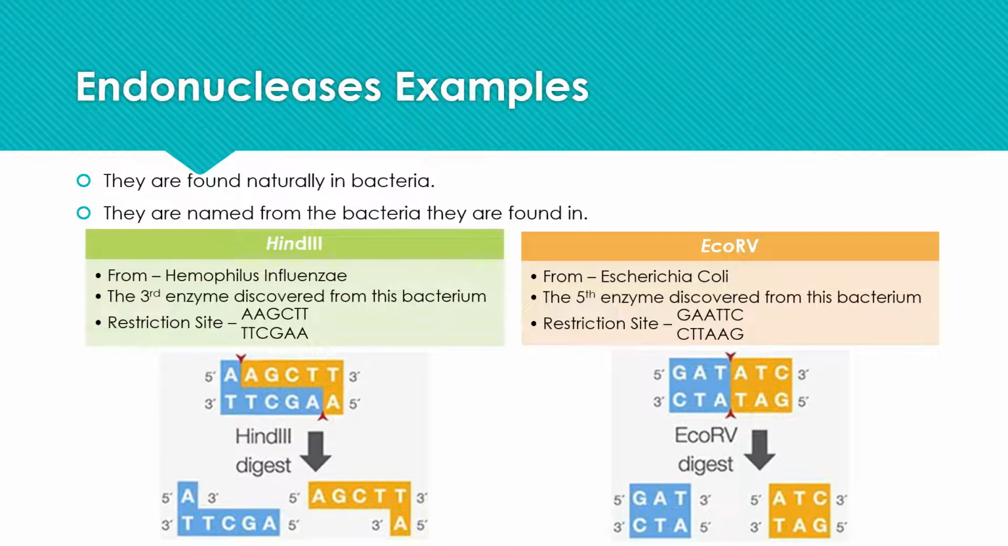So here are a couple of endonucleases. Now, it's worth noting that generally these are enzymes we find naturally in bacteria. And because of that, the way we end up naming them relates to the bacteria that they're actually found in. So you have HindIII and EcoRV there. HindIII is from Haemophilus influenzae, and because it was the third enzyme discovered from that bacteria, that's where the 3 comes from. So the Hind D3 is just telling you what it's from and which enzyme number it was in order of discovery.